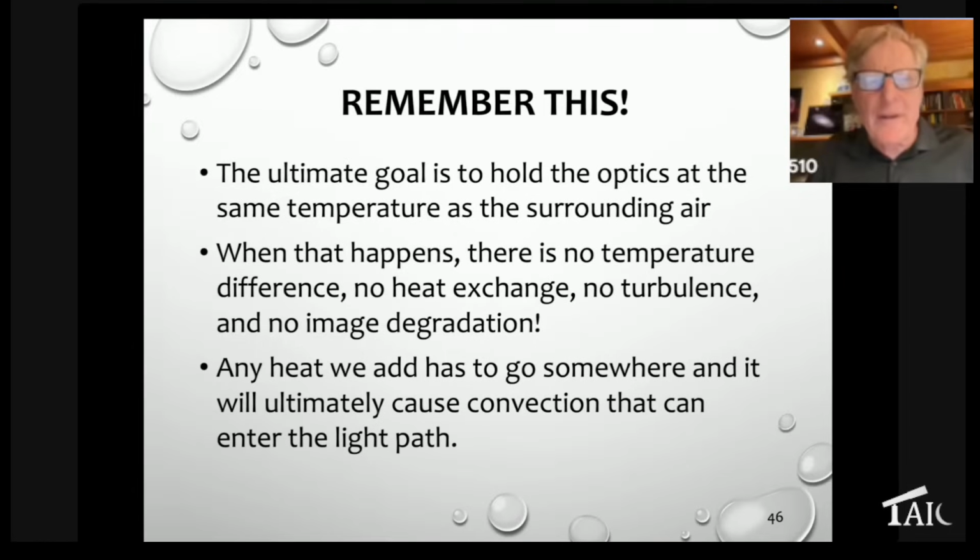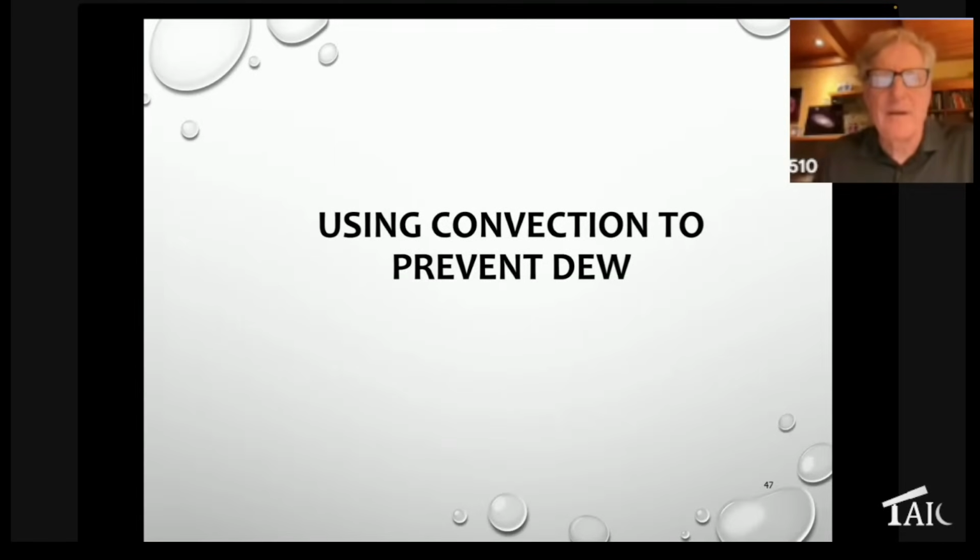So remember this, the ultimate goal is really to hold the optics at the same temperature as the surrounding air. And when that happens, there's no temperature difference, there's no heat exchange, there's no turbulence, and there's no image degradation other than from the high altitude seeing. And any heat we add has to go somewhere, and it will ultimately cause convection that can enter the light path. So we want to minimize that amount of heat. So let's look at some of these other ways to do it.